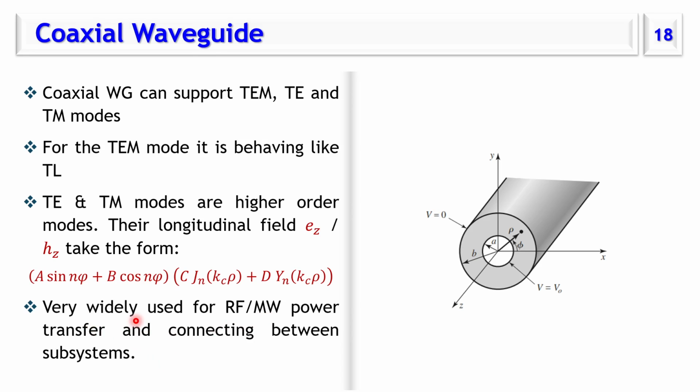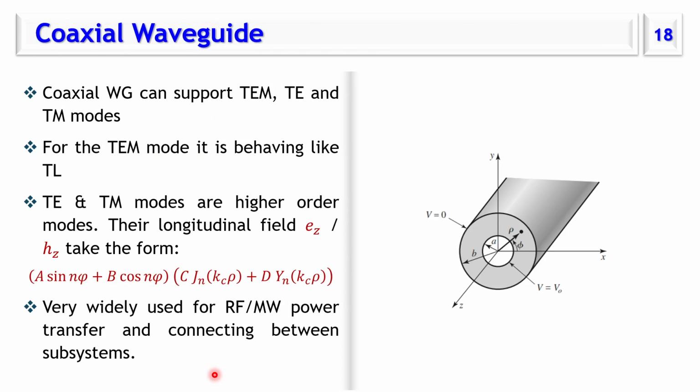It's very widely used for transferring microwave and RF power between subsystems. The main reason is its flexible structure. You see, of course, the coaxial cable. Because it's a cable and it can carry high power, it's used to connect different components in a flexible way.